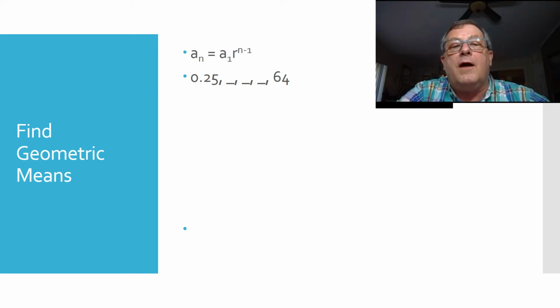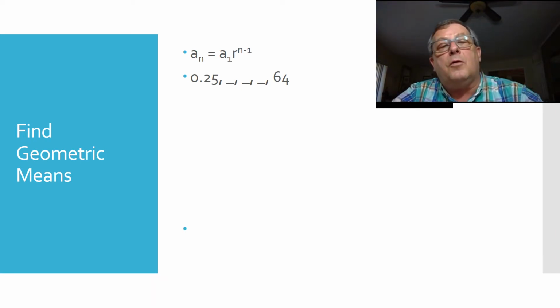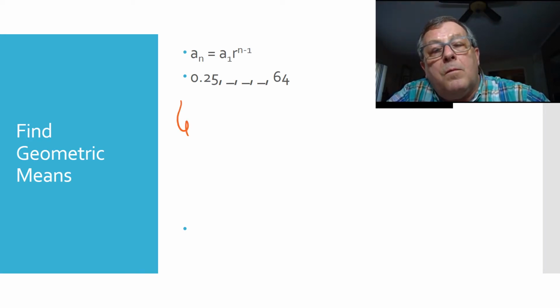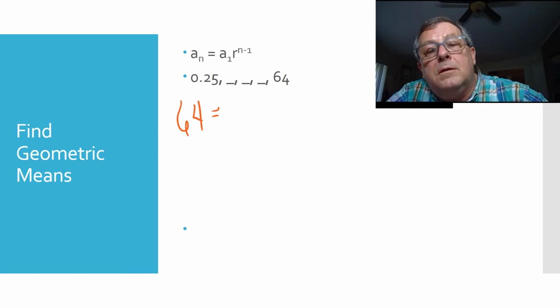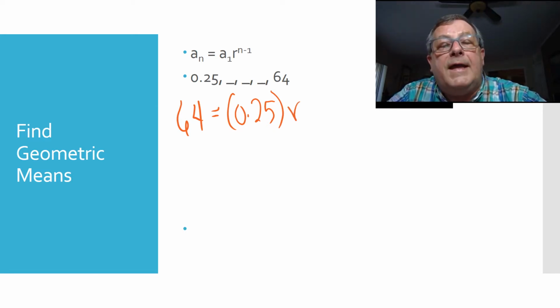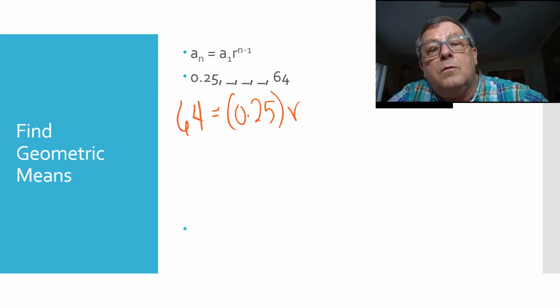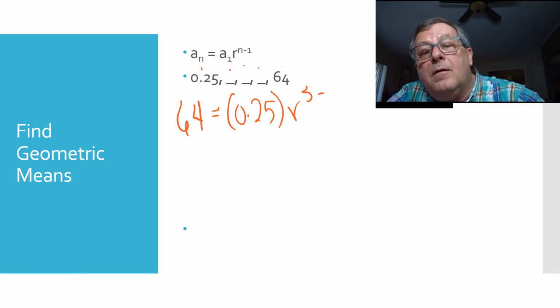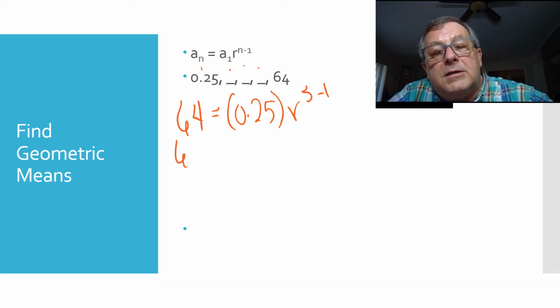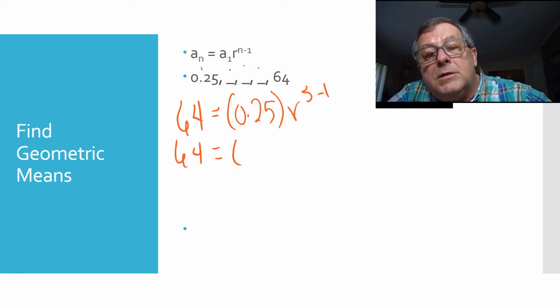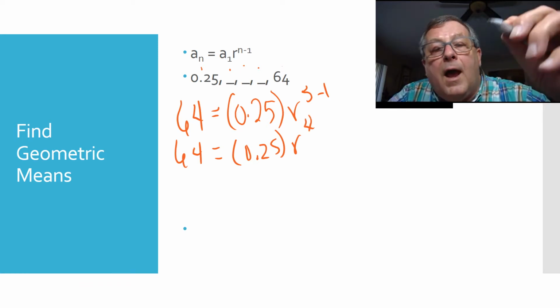And like the first one, I've got to find the common ratio, but I'm going to plug and chug. So a5 is 64, and that equals a1, which is 0.25, times r, which I do not yet know, I'm going to solve for. Now n, what is n? Well, I've got 1, 2, 3, 4, 5 numbers in the sequence, so n is 5 minus 1. And we got 64 equals 0.25 times r to the fourth power.